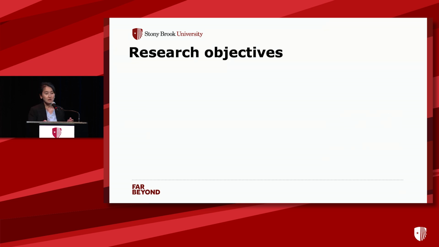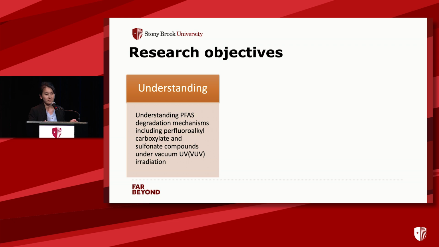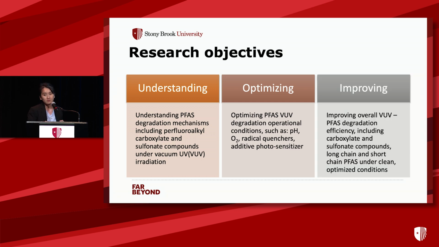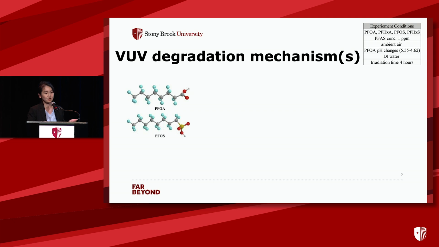Our primary research objectives for vacuum UV irradiation are, first, to understand the detailed degradation mechanisms for carboxylic and sulfonic compounds. Also, we want to further optimize the vacuum UV operational conditions for PFAS degradation, such as pH, oxygen, radical quenchers, and additive photosensitizers. Finally, we are trying to improve the overall degradation of PFAS using vacuum UV, including both sulfonic and carboxylic compounds, short chain and long chain compounds, under optimized conditions.